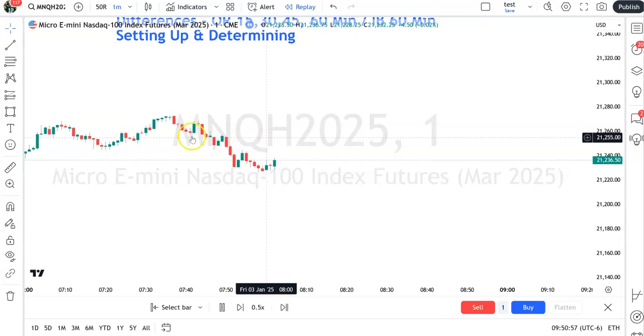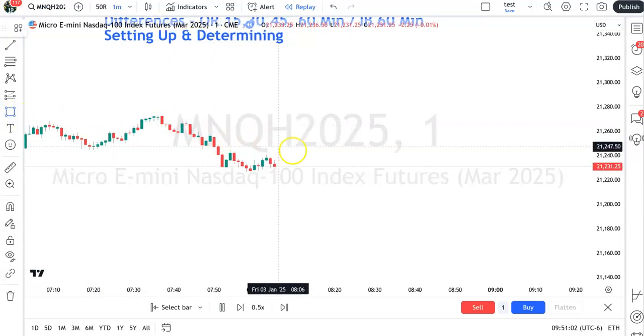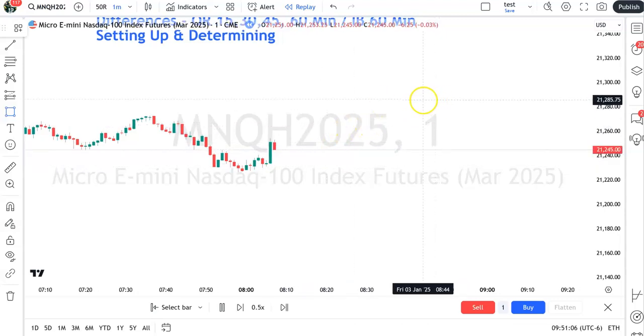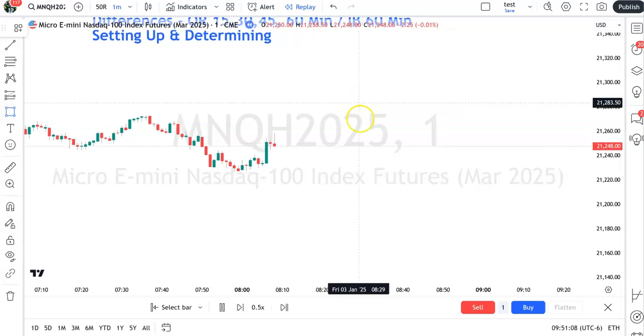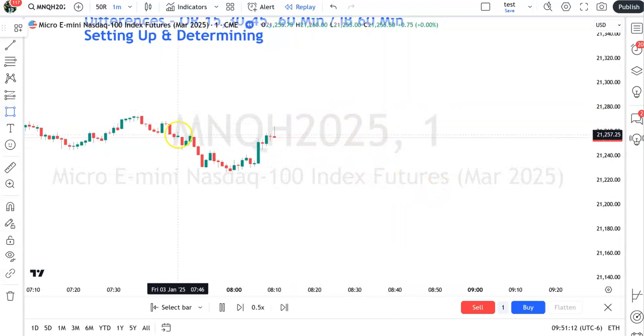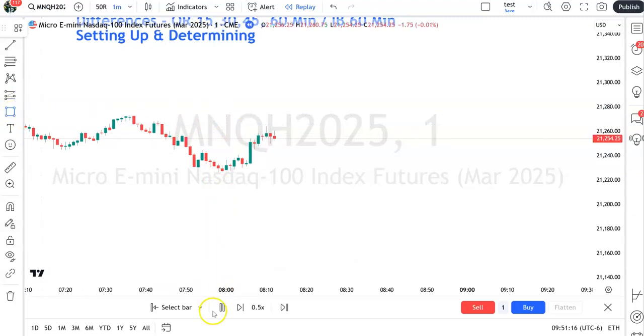Another thing is a lot of people, myself included, don't usually trade the first 15 minutes of the market open simply because there's too much volatility going on and price movement is just too erratic. And so what I do is I use this box function over here. I'm going to pause this for a second so I can explain it.